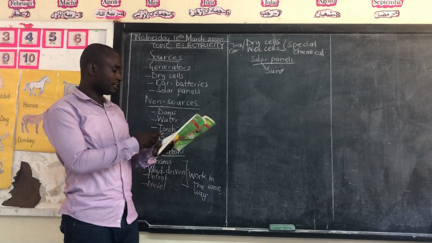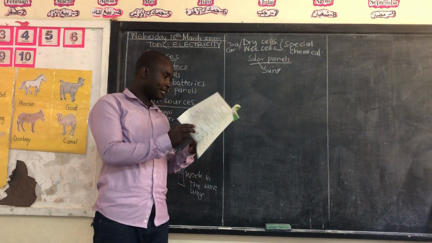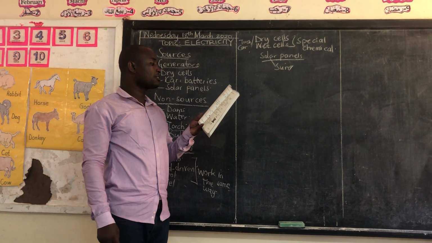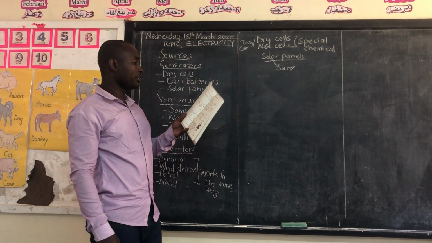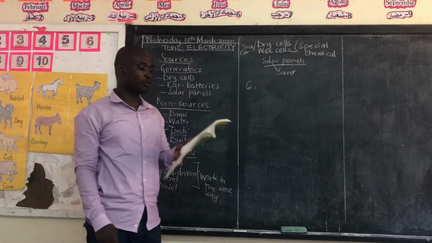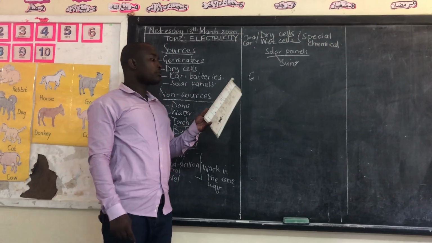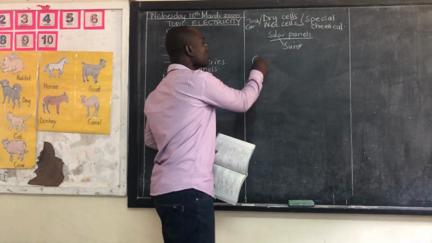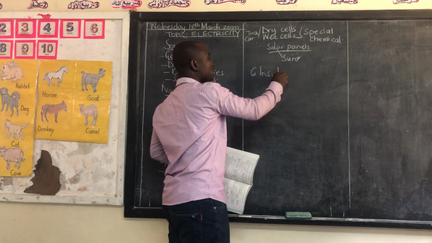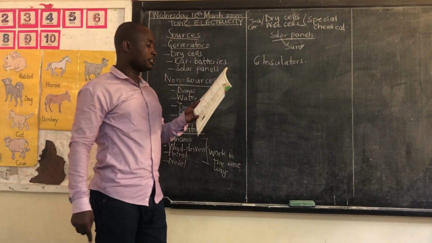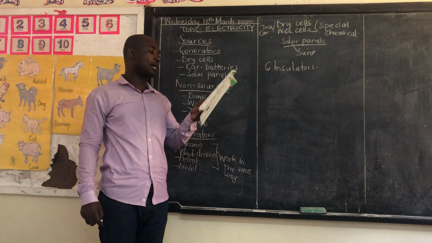So to start with question number 6, it reads, non-conductors of electricity can be used in making. Non-conductors are those that do not conduct electricity, and most of them are used as insulators. They are used as what? Insulators. So the correct answer becomes A.